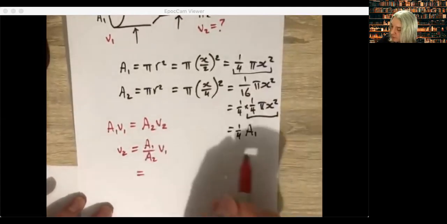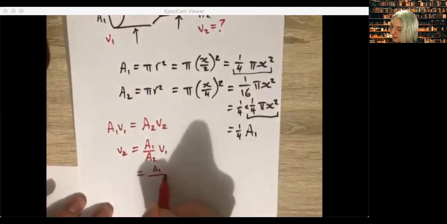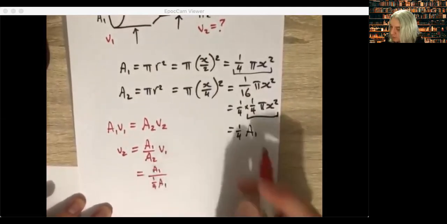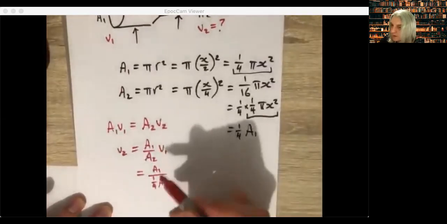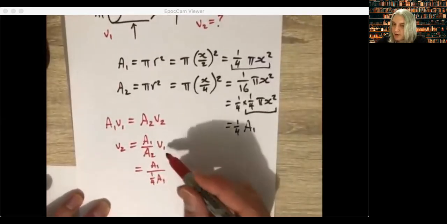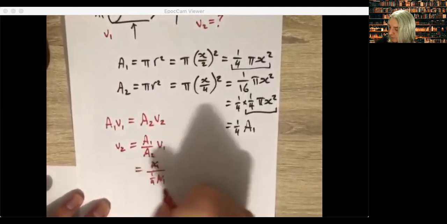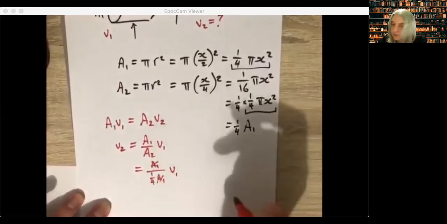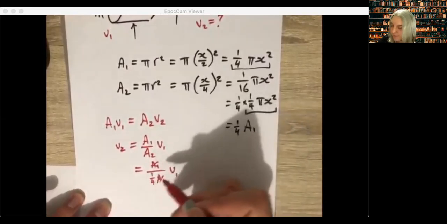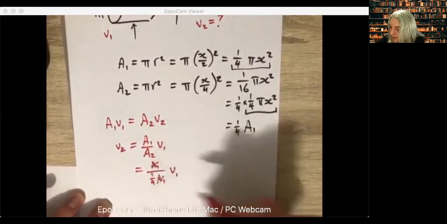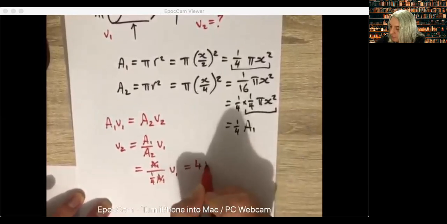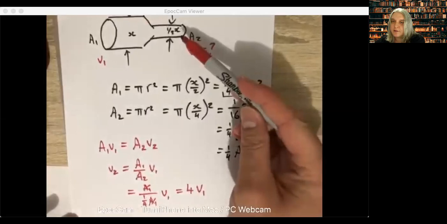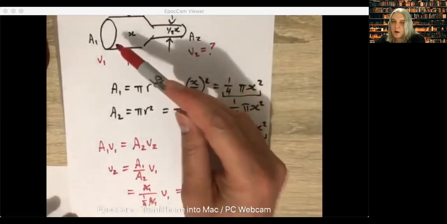So A1, we'll leave it as A1. A2, we're going to instead put a quarter A1, because we just found out that that's how they're related. So if we've got a quarter A1 on the bottom and A1 on the top, the A1s cancel, and we're left with 1 over a quarter. And if you need to, you can put that into a calculator, or if you're good at rearranging fractions, you'll realize you can just flip that up the other way and put it up the top. So it's equal to 4V1. So the velocity in this part of the pipe is 4 times the velocity in the wide part.